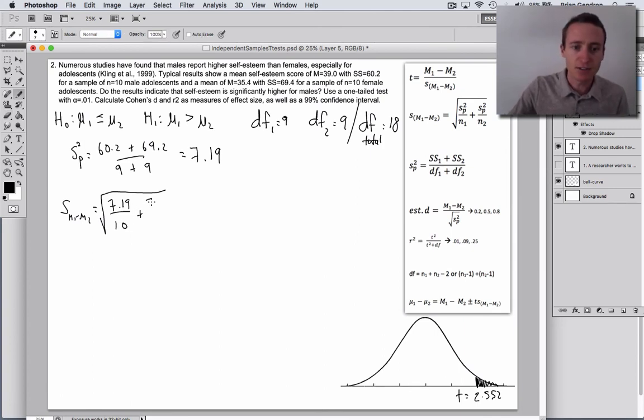The stylus is not the easiest thing to work with, but I think it's helpful for an online class. All right, so without further ado, let's get into the calculations here.